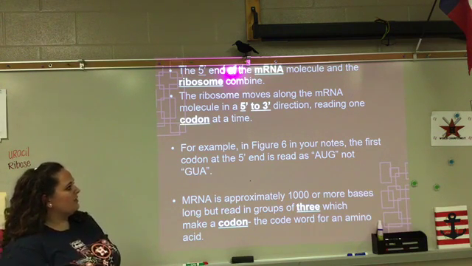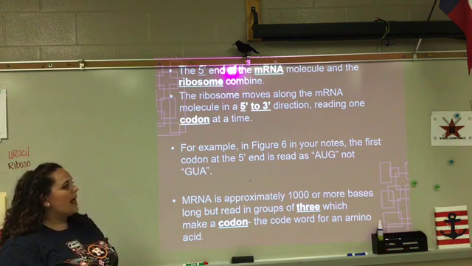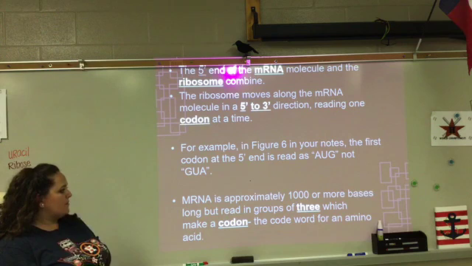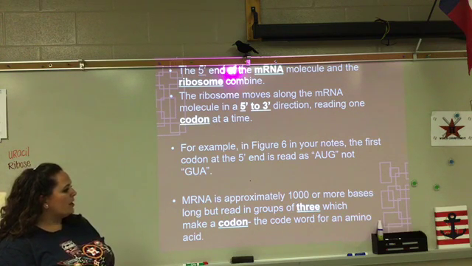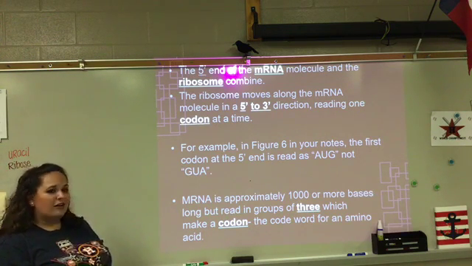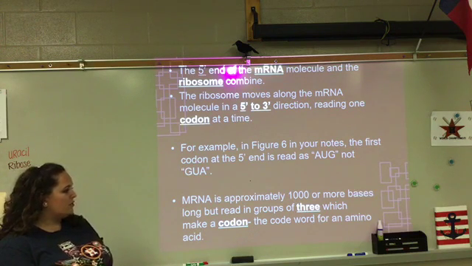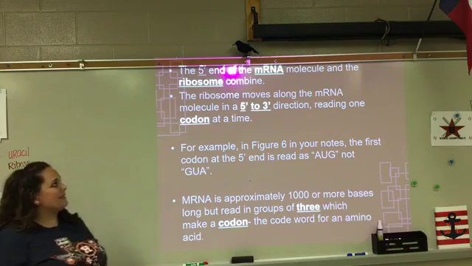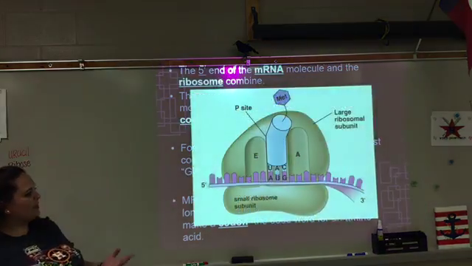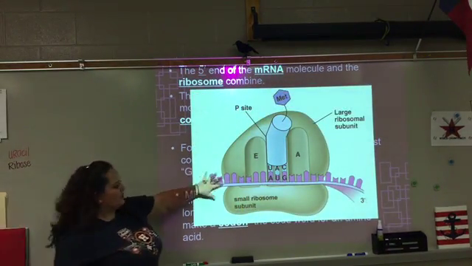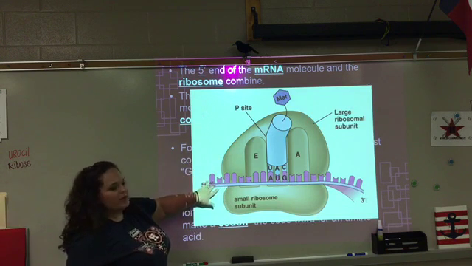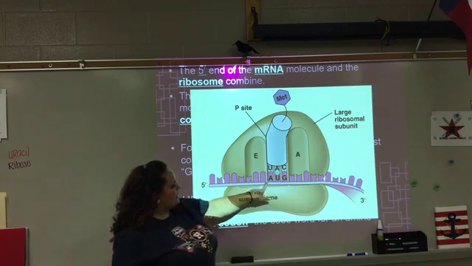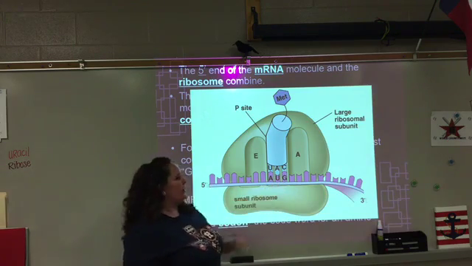So in your notes on figure 6, the first codon at the 5' end is read as AUG rather than GUA. Remember, mRNA is approximately 1,000 or more bases long. It's read in those groups of 3, which make a codon. The codon is the secret code word for an amino acid. So here's the example we're talking about. Here's your ribosome, the big brown molecule. The purple here is your mRNA. So we're going to read this as AUG. That's a codon.